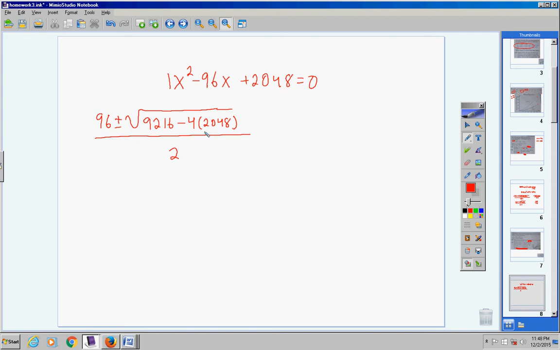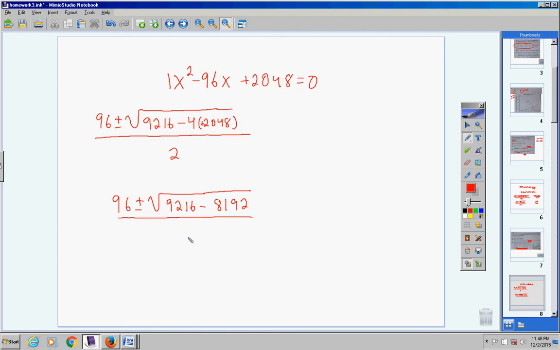Now, we have a negative sign here. Okay, I mean a positive sign here. Alright, so a negative times a positive is negative. 4 times 2048 would give us 8,192. So now we have 96 plus minus the square root of 9,216 minus 8,192. Alright?